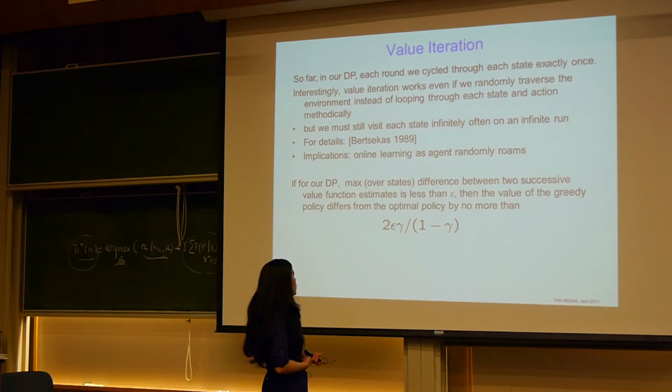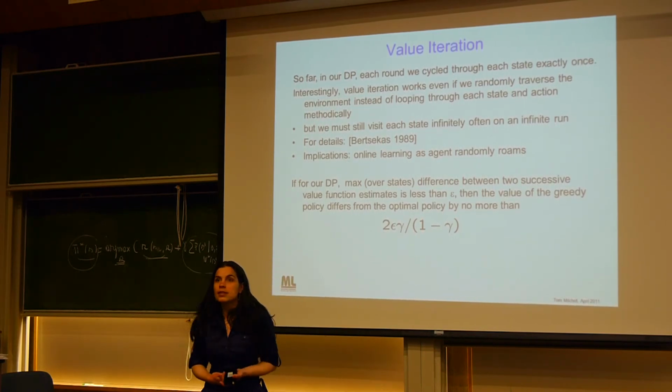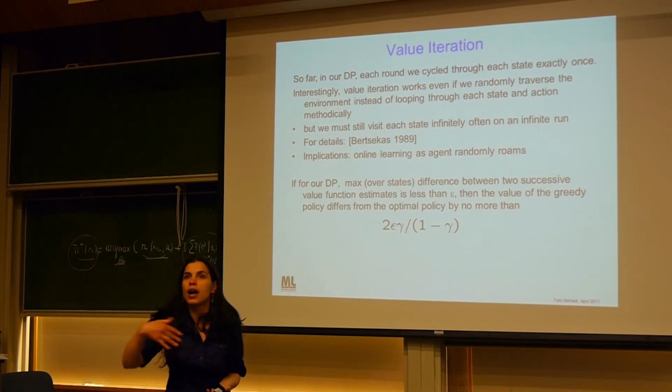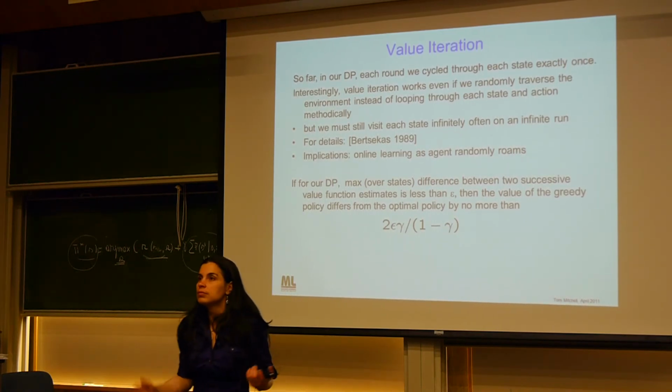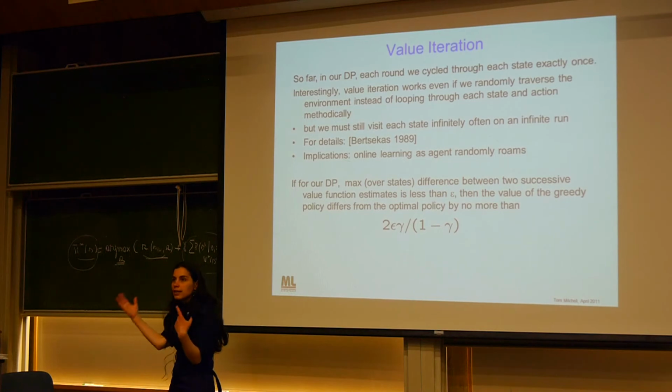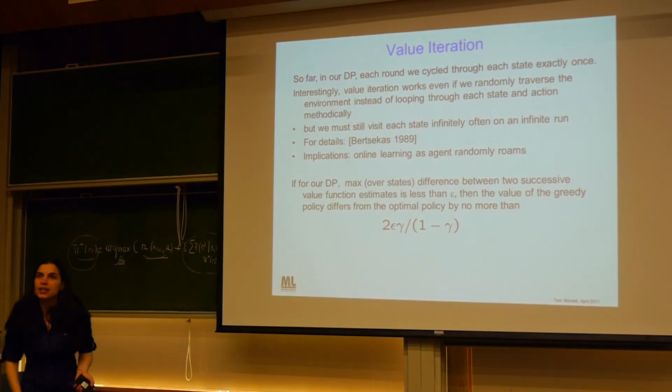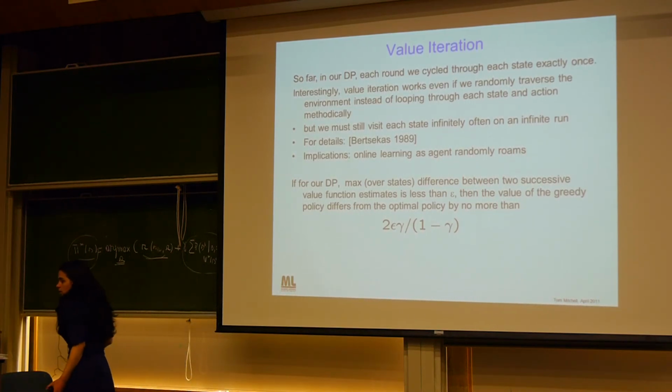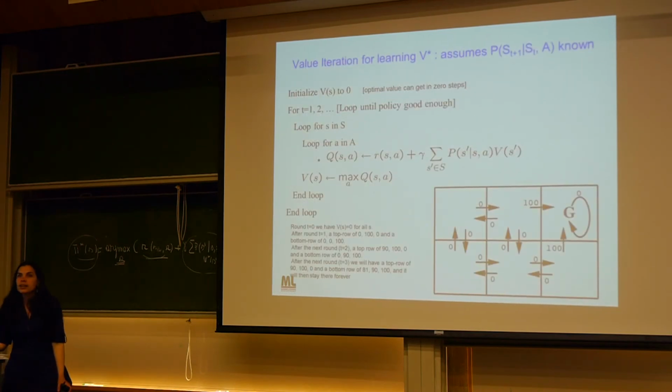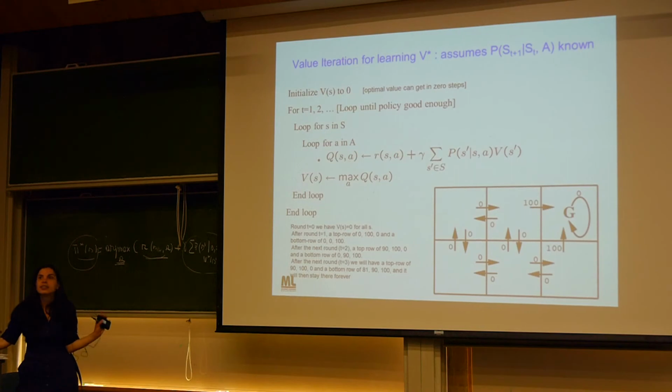Okay, and that's nice because the implication is that this leads to an online learning algorithm as the agent just walks around, right? So yeah, this looks more like learning, right? You do some actions, explore your state space, and so on. Okay, so any questions about this so far? Is this all clear?